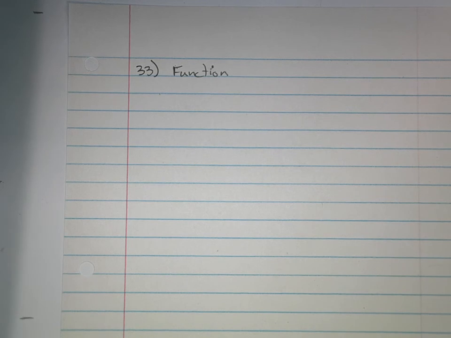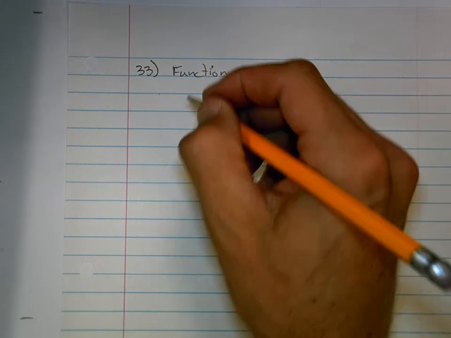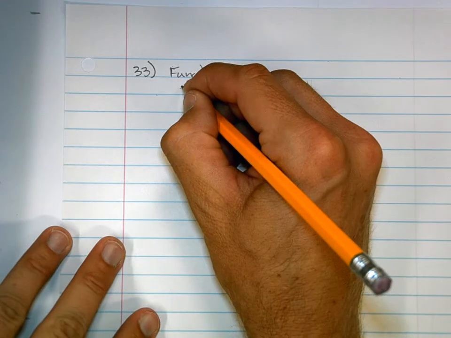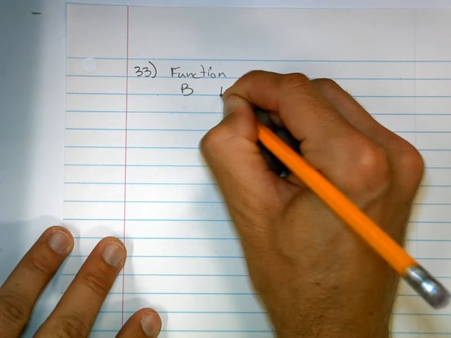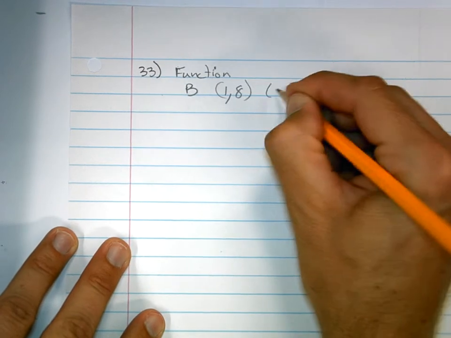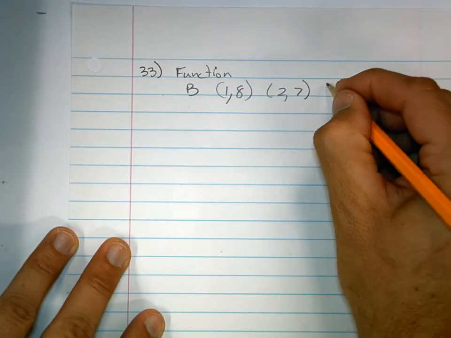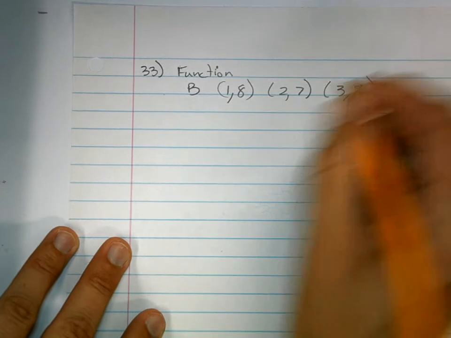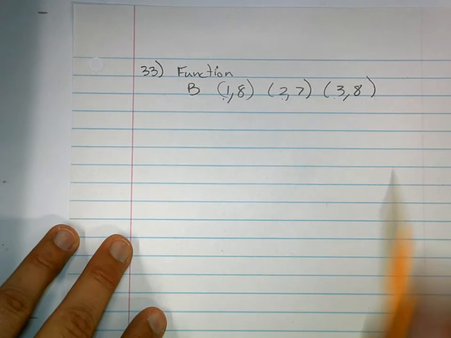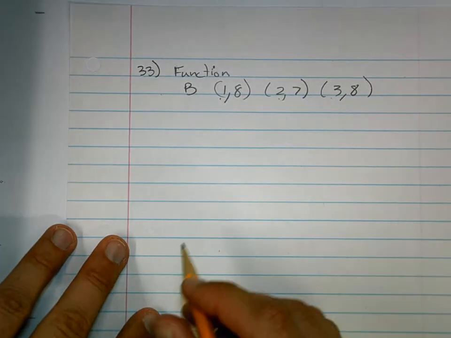Okay, so in B, the x values are 1, 2, and 3. So that actually looks pretty good. If you look at B, it's 1, 8, 2, 7, and 3, 8. They all have different x's. There's no repeating x values, so that is a function.